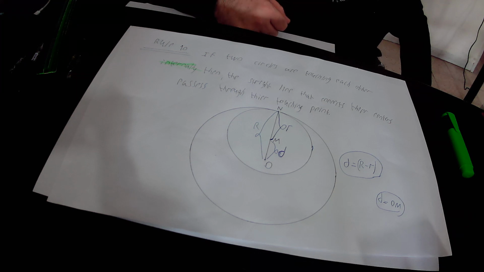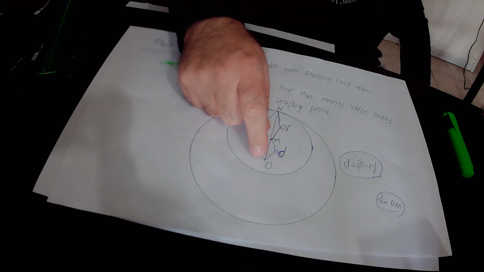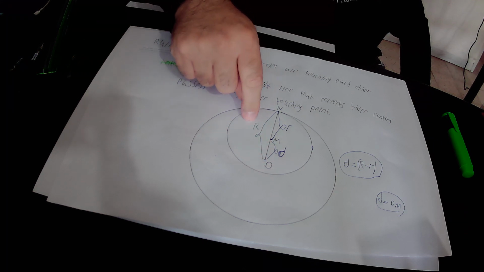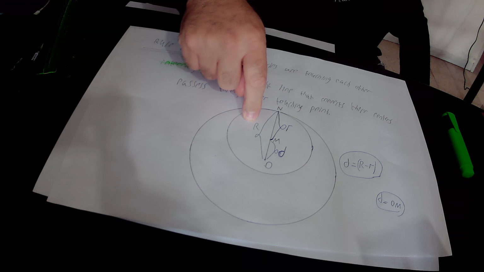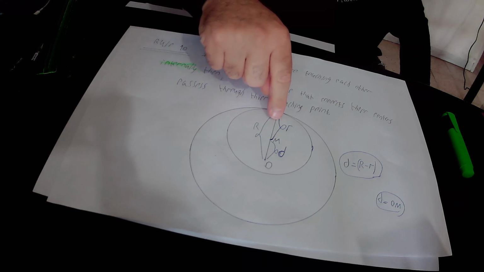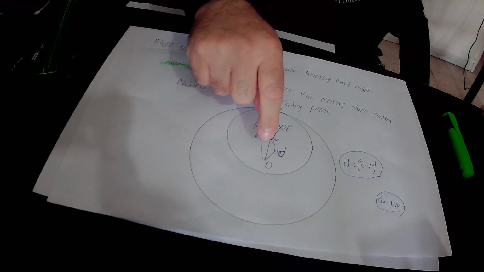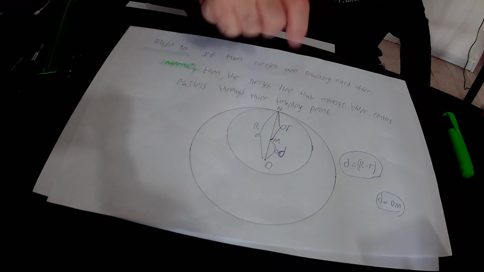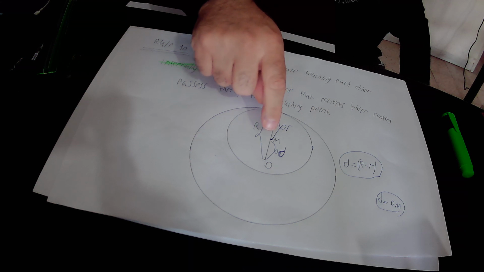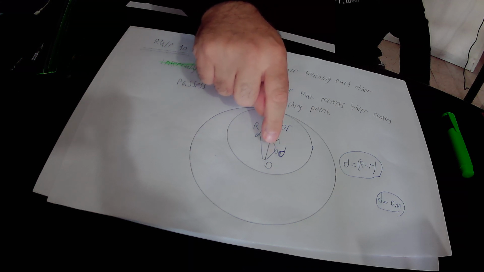Okay? And what is the distance between their centers? That is actually MO. The length of MO equals the radius of the big circle, that is capital R, minus the radius of the small circle, that is small r. Capital R minus small r equals MO, that is D. So D equals capital R minus small r.